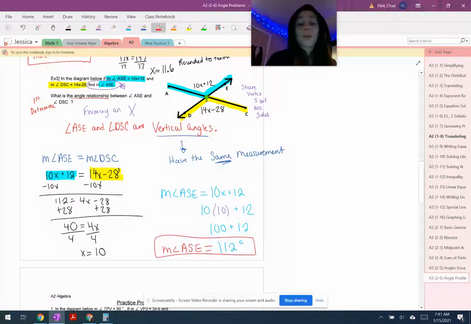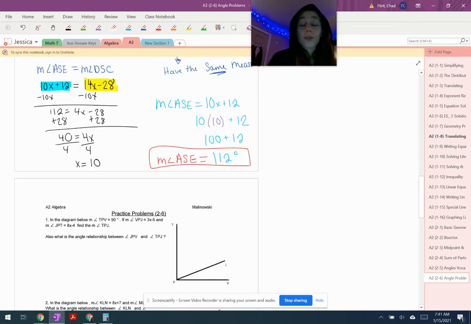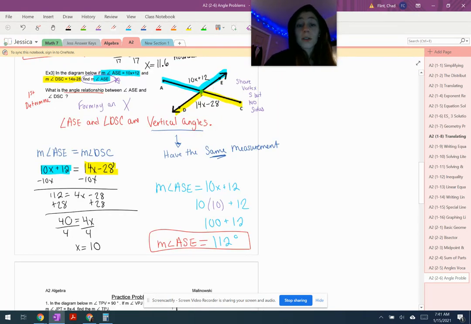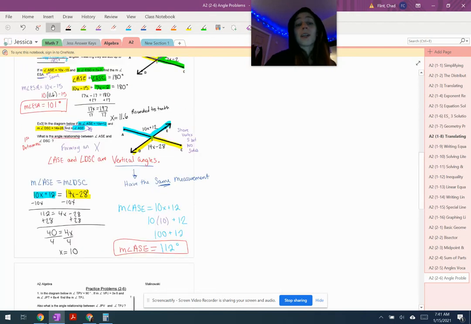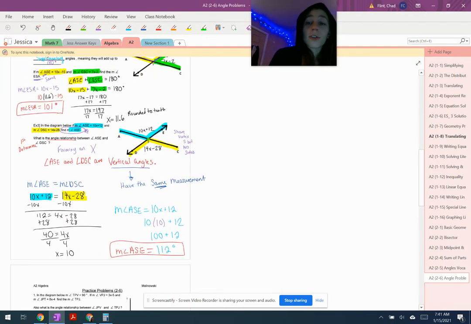So again, when you're doing these practice problems, you need to make sure you're determining what the relationship is, and you're going to do that by highlighting and labeling your diagrams, and using your notes, of course.